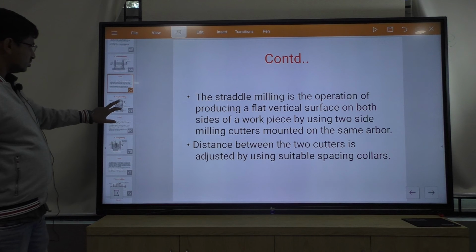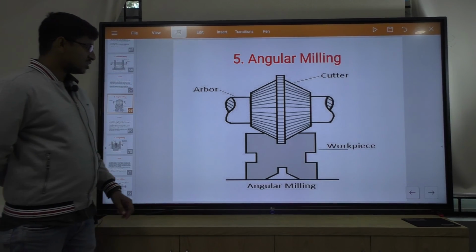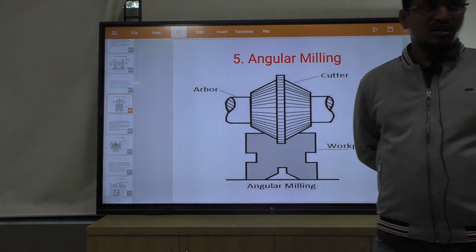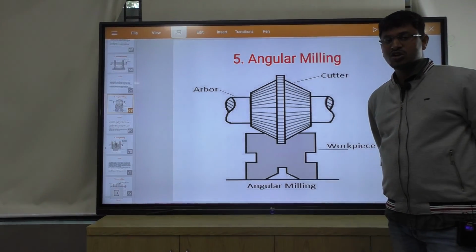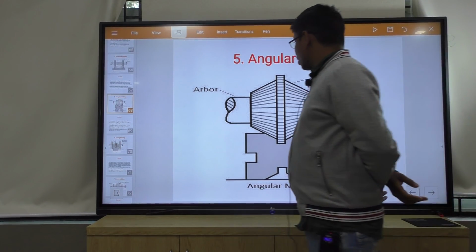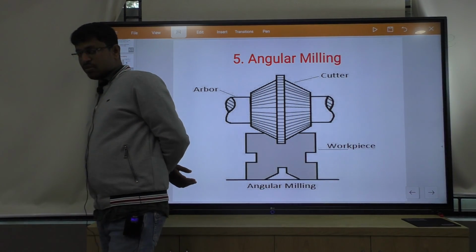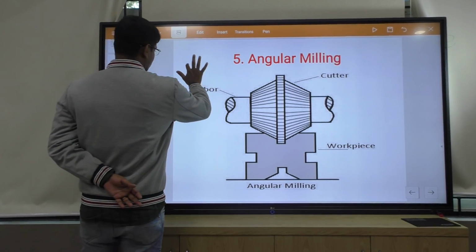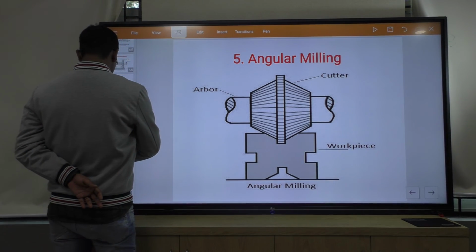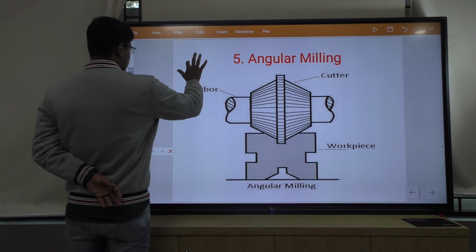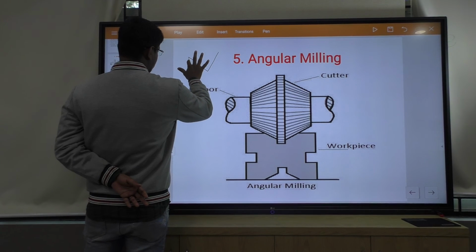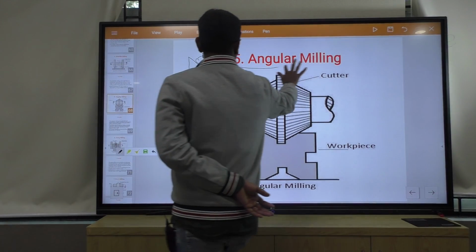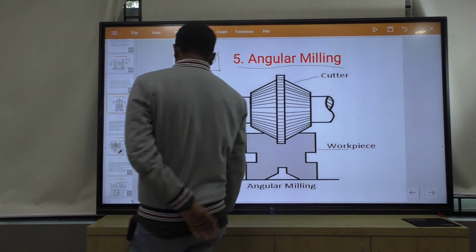Then angular milling. Angular milling means if we have to produce an angular surface on the workpiece, we have to use angular milling operations. One of the angular milling surfaces is the vice. This is the vice face. If this surface should be produced, it can be produced by angular milling operations.